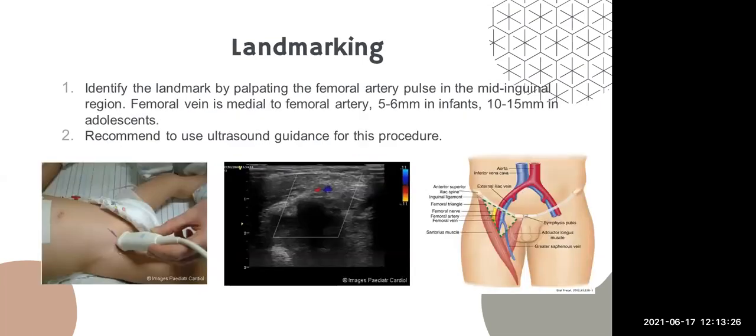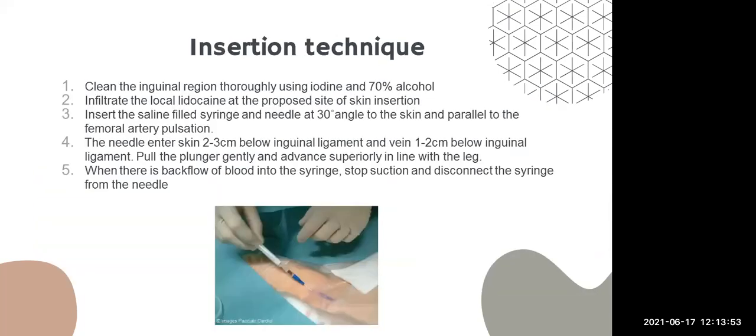Then after positioning, we identify the landmark by palpating the femoral artery pulse in the mid-inguinal region, and the femoral vein should be medial to the femoral artery. It is 5 to 6 millimeters in infants and 10 to 15 millimeters in adolescents, and it is recommended to use ultrasound guidance for this procedure for better visualization. Then we can proceed with insertion.